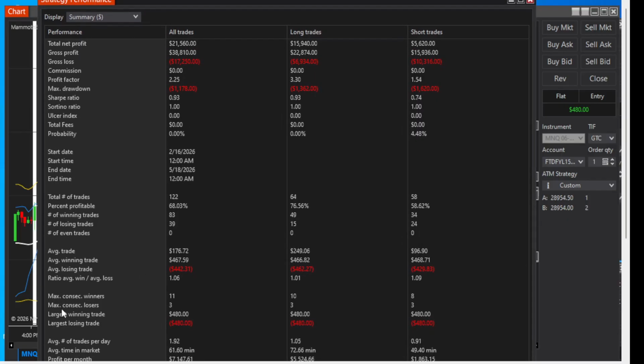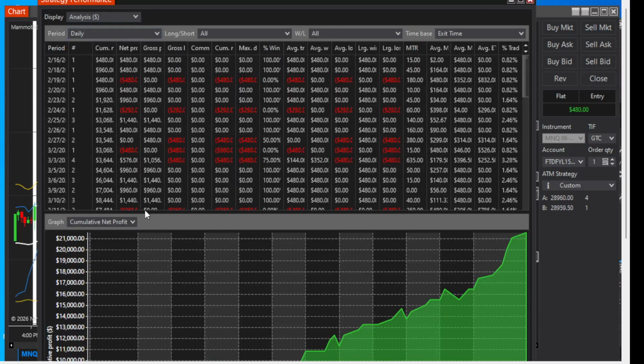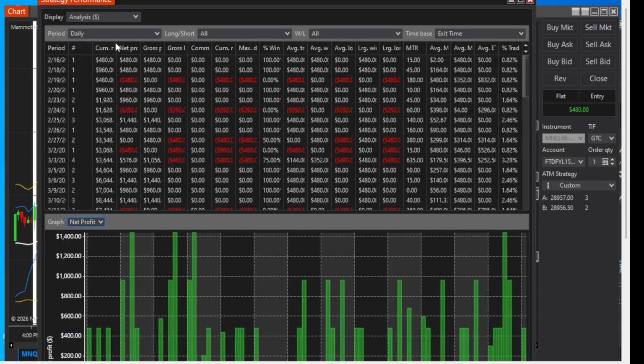That's also important. You see maximum consecutive losers is three, winners will be 11. Three means that maximum. Basically, look at this, let me show you this. Okay? And you go to daily and you go to net profit.